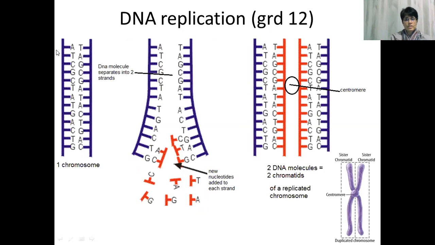So here's the original DNA molecule. You take that DNA helix and you stretch it out, so now it's in the shape of a ladder. And there, adenine is joined to thymine and cytosine to guanine. We're not going to ask you that.